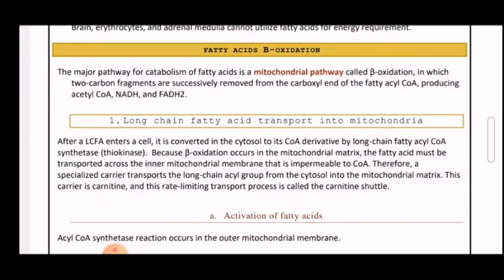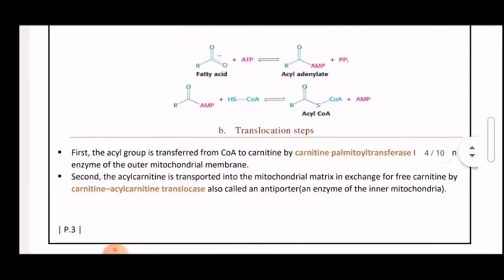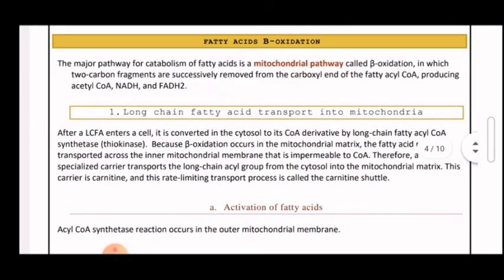Okay, now the fatty acids are found within the cytosol in their new form, which is the CoA derivative. But here is a surprise. We are going to face a problem: the membranes of the mitochondria are impermeable to CoA. Before going through this part, we are going to draw a single map to understand it.